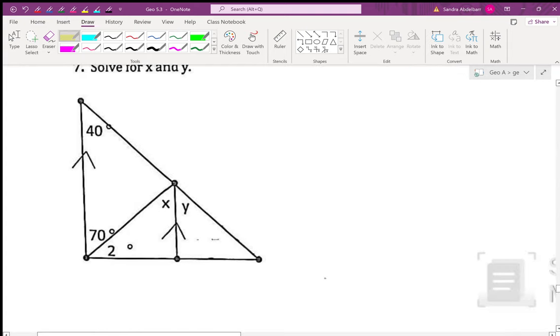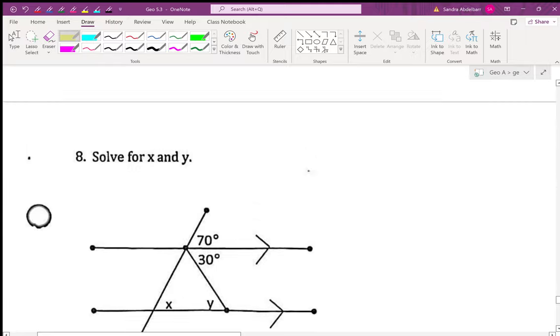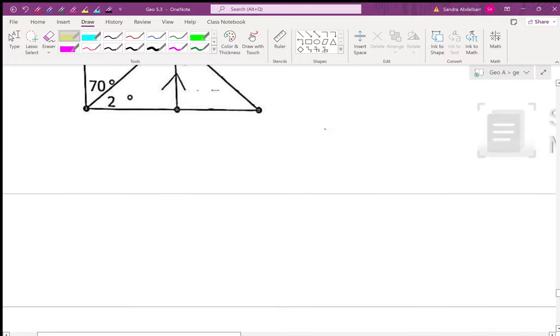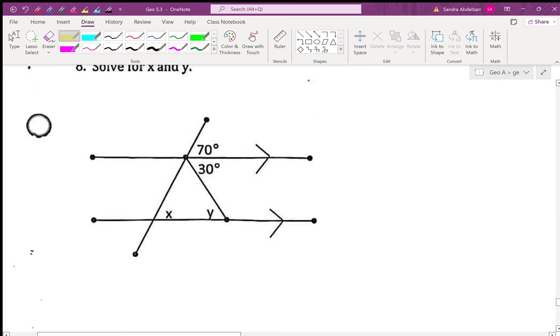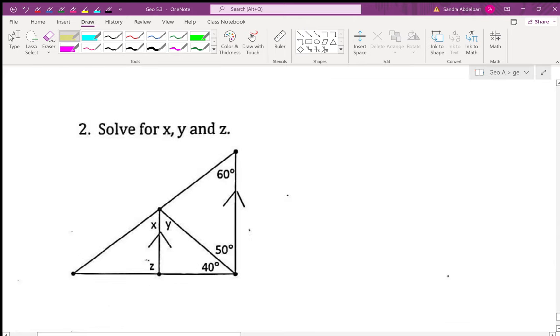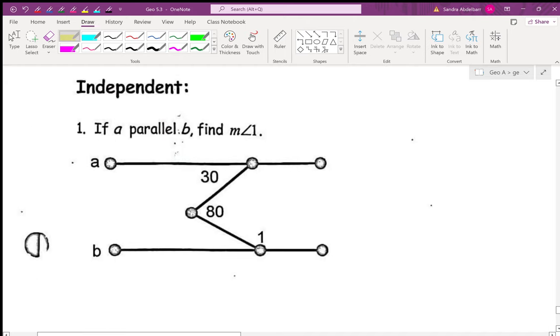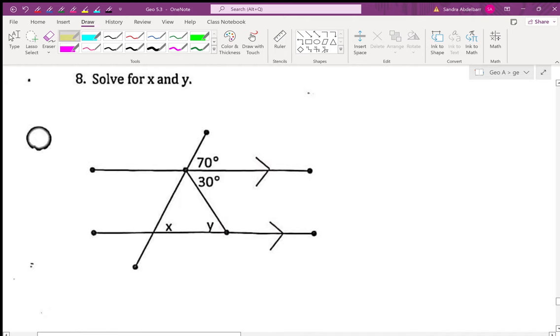All right, I'm going to skip number 7 for now because I'm going to do one that's a little bit more difficult than that one. Let's do number 8, and then we'll do independent number 2 at the end. Again, those arrowheads mean the lines are parallel. So using that, I need to find x and y.